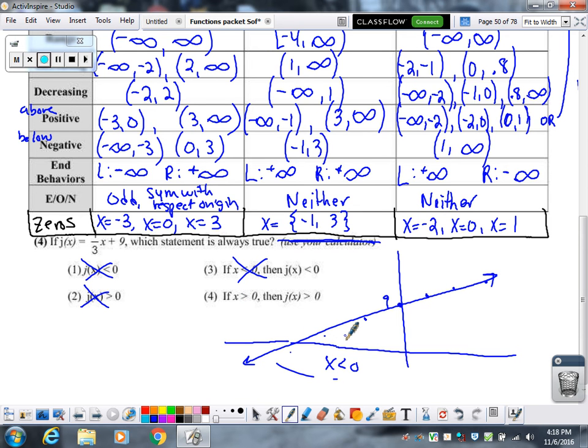Let's hope choice 4 is the right answer. When x is greater than 0 on this side, is it true that the entire function is positive? Yes, it is. It is positive entirely when x is greater than 0.